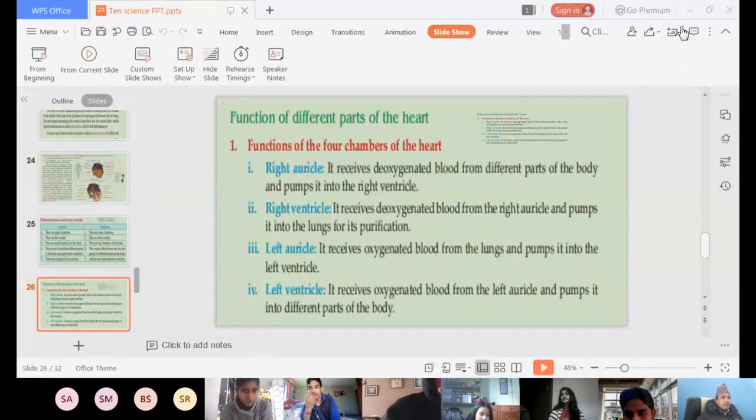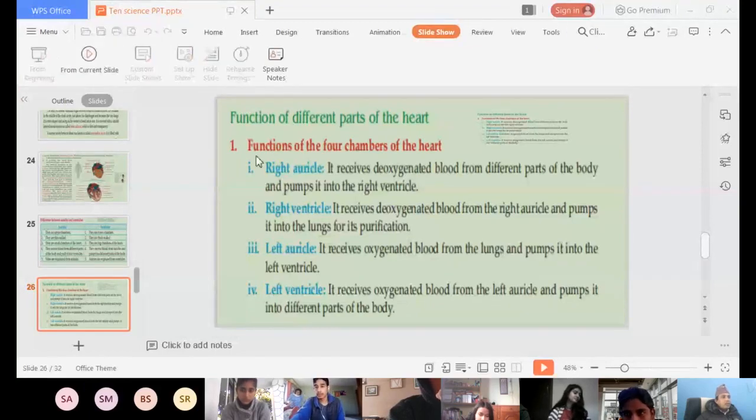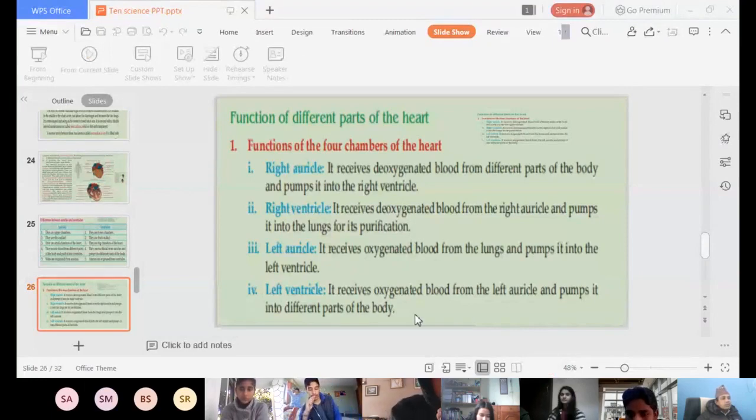Now the screen is shared like this. Can you see the screen, students? Yes, sir. Okay. What is given here? Functions of the different chambers of the heart. Good. The four chambers are right auricle, right ventricle, left auricle, and left ventricle.